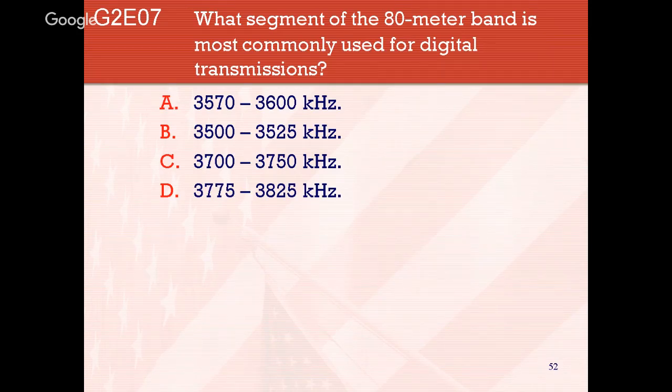What segment of the 80-meter band is most commonly used for digital transmissions? Again, that's part of the lower end of the 80-meter band. We were talking about you don't go all the way to the bottom, but it starts from 3570. Most of them start at 70 and go up 30 kilohertz. So 3570 to 3600 is the same amount of space that is occupied for digital communications as the 14.070 to 14.1.